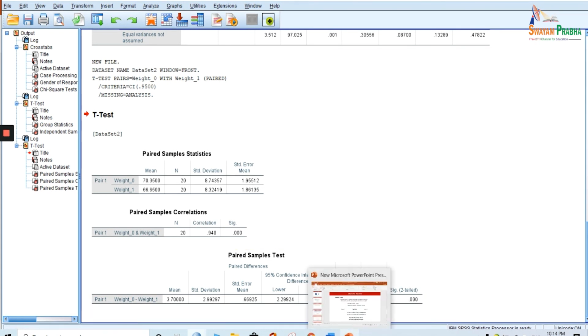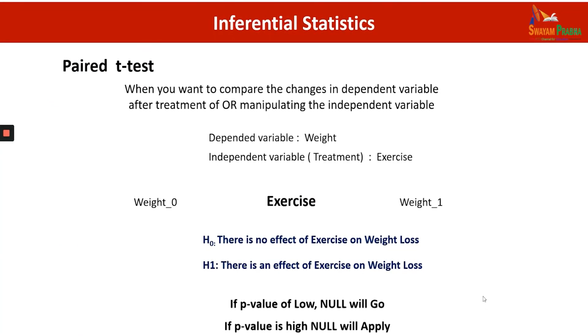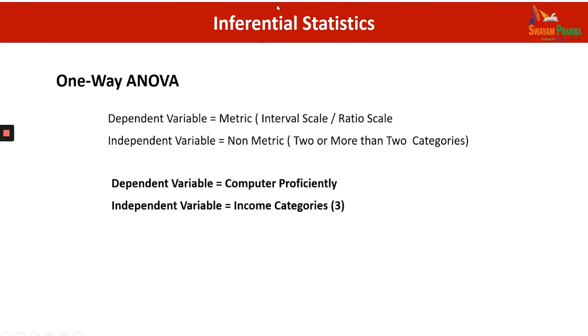Now what is next? Next we have one-way ANOVA. Let me just talk about one-way ANOVA. Now you can understand the one-way ANOVA test in terms of the independent t-test. It is almost the same, but there is one difference between ANOVA and the independent t-test.